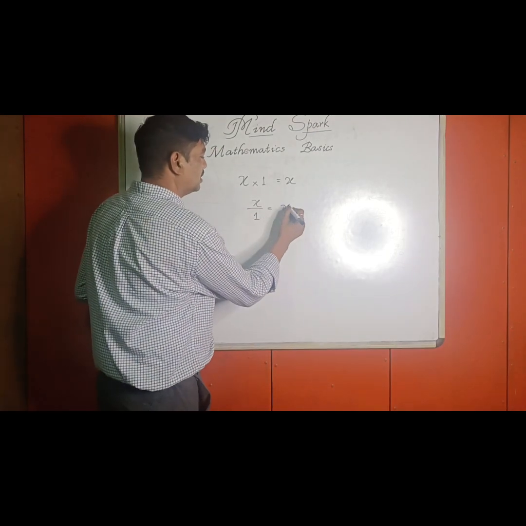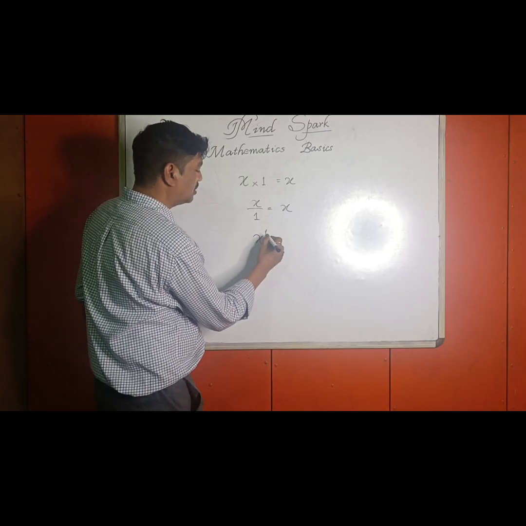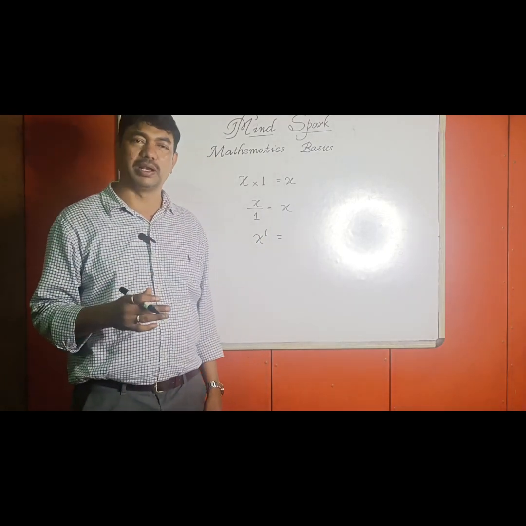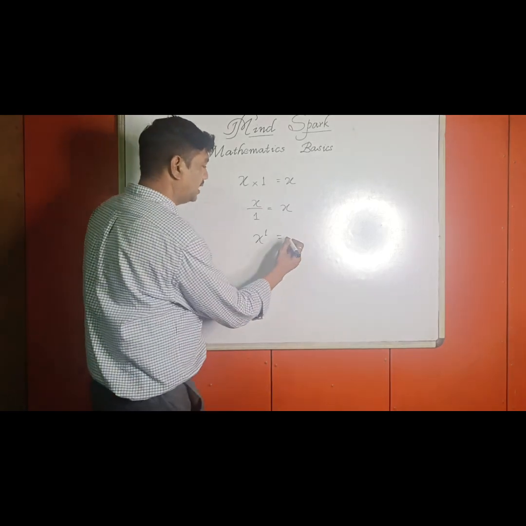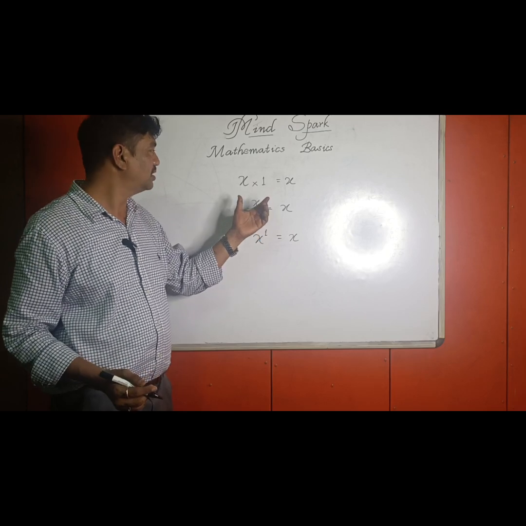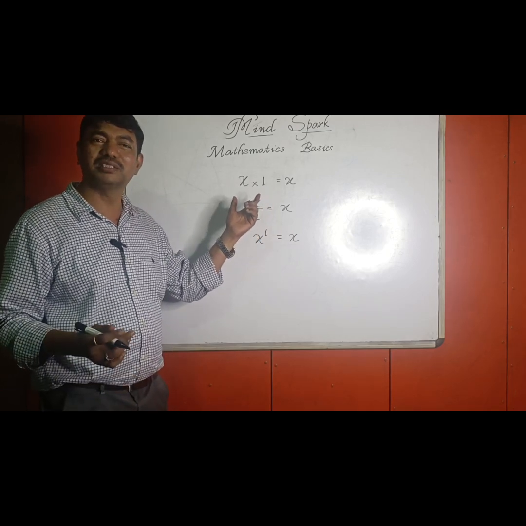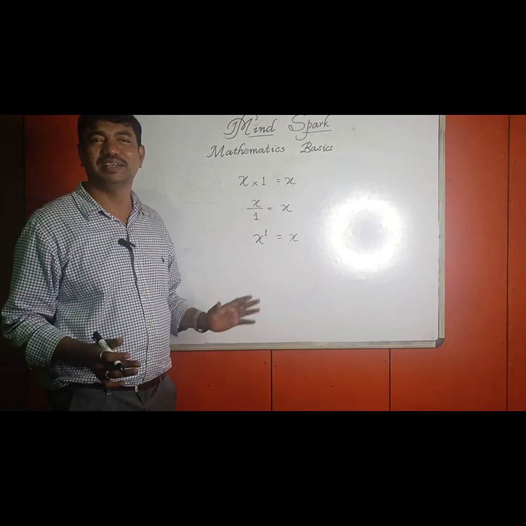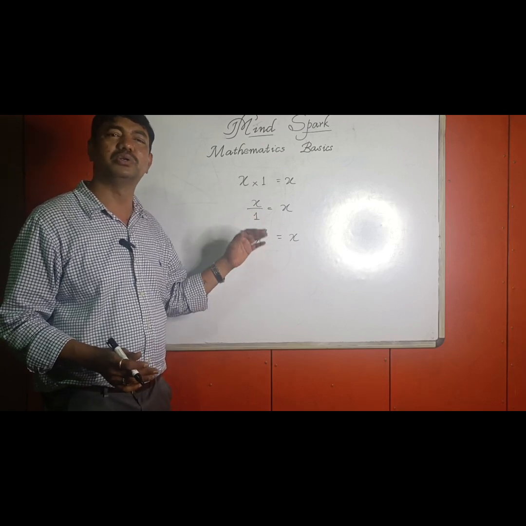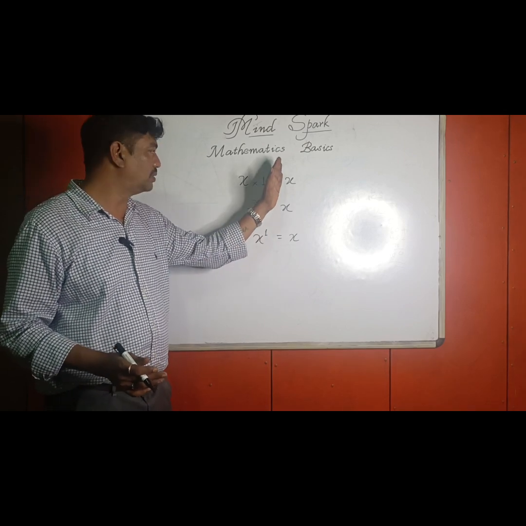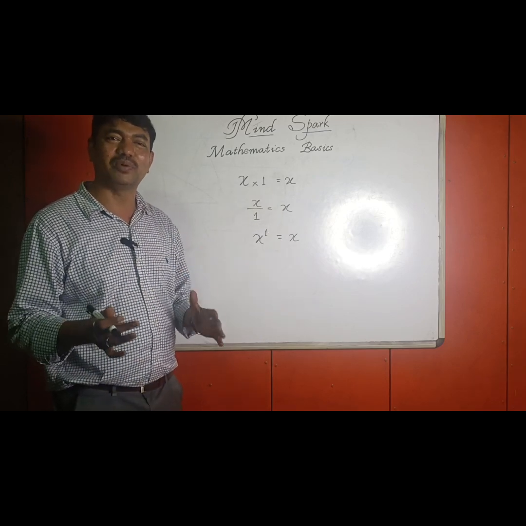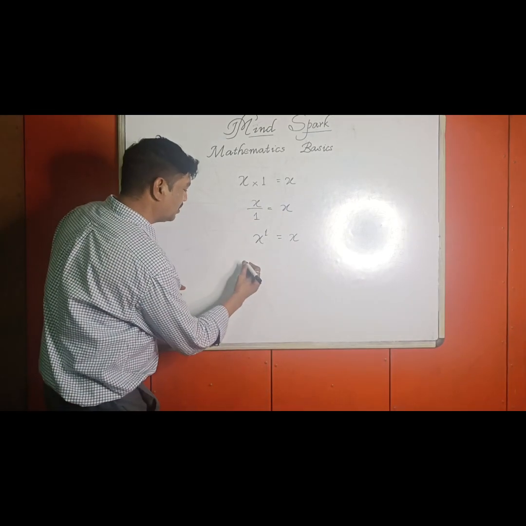Then similarly, you put a power, x raised to 1. The value is again x. What do you find from this? Children, you can see 1 is not at all troubling the x value. If you multiply by 1, divide by 1, or raise to the power of 1, the x value doesn't change. From this, what is the conclusion? We can treat 1 as a friend.